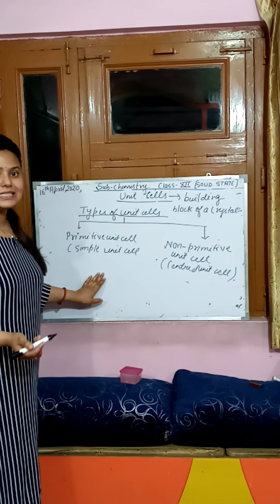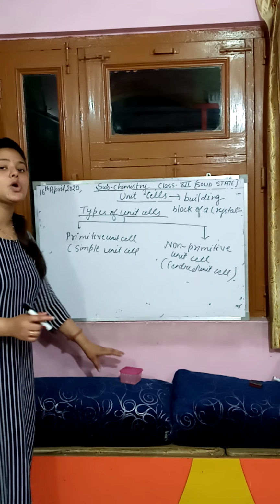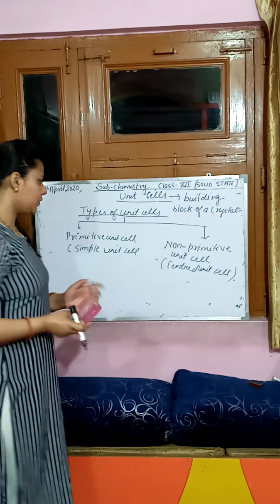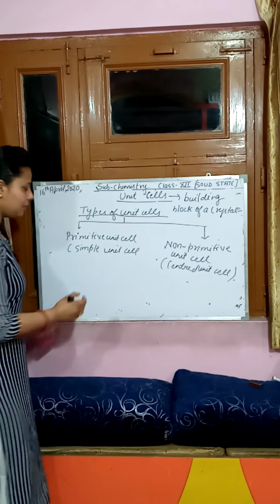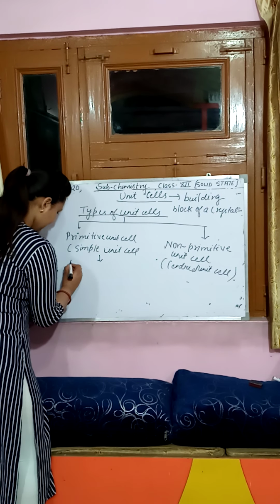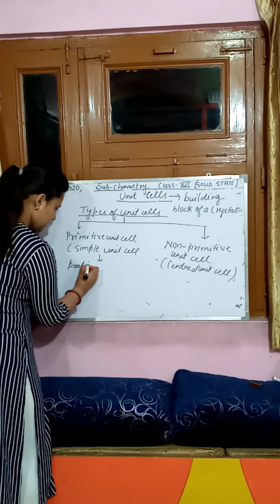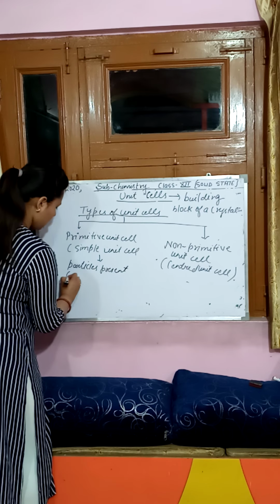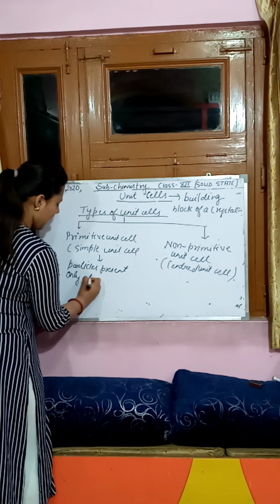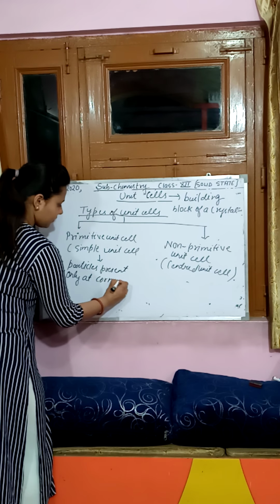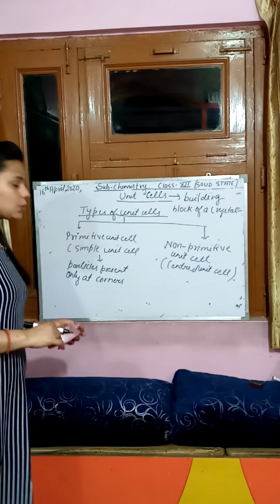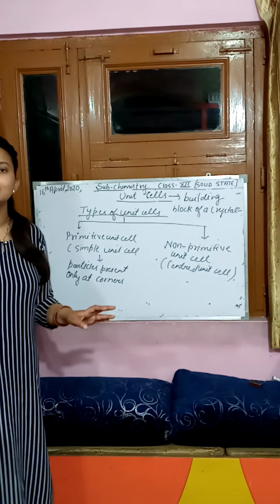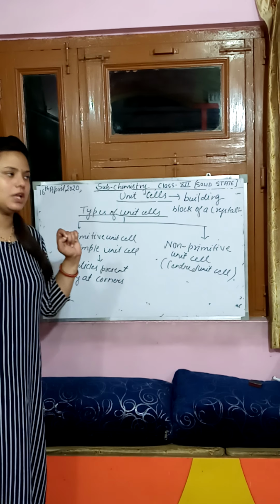If the particles are present only at the corners of the unit cell, then it is known to be a primitive unit cell. We can write it as particles present only at corners. When particles are present only at the corners, it is said to be a primitive unit cell, or you can say that it is a kind of simple unit cell.